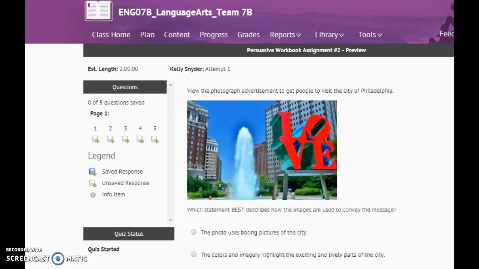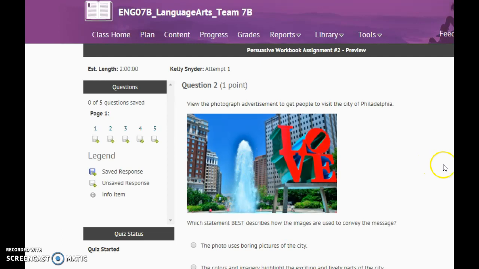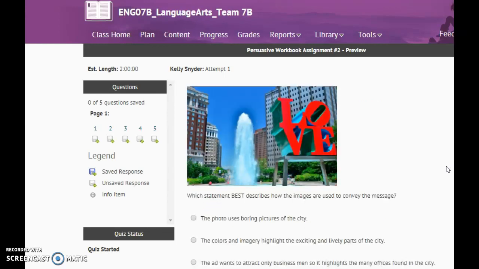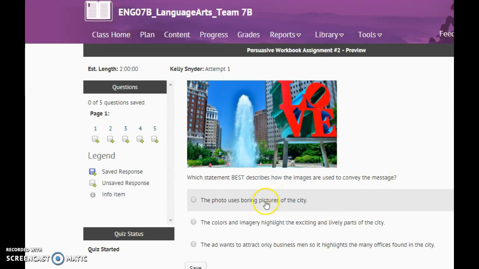Question number 2, look at the picture. This is an advertisement to get people to visit the city of Philadelphia. Which statement best describes how the images are used to convey the message? A, the photograph uses boring pictures of the city. B, the colors and imagery highlight the exciting and lively parts of the city. C, the ad wants to attract only businessmen, so it highlights the many offices found in the city.